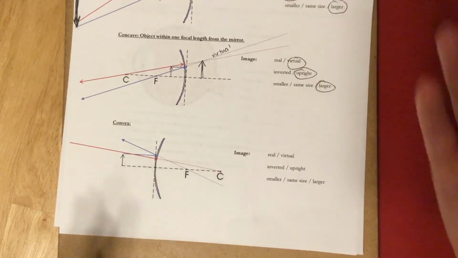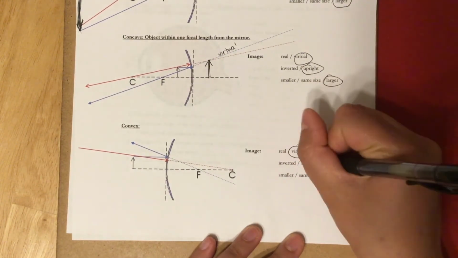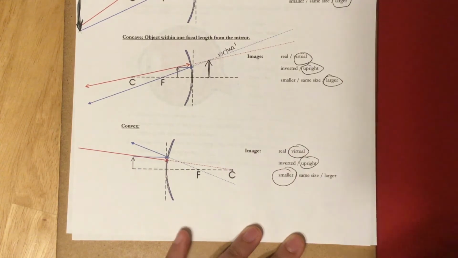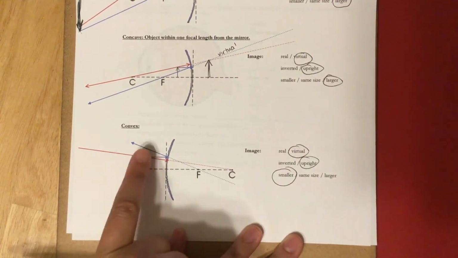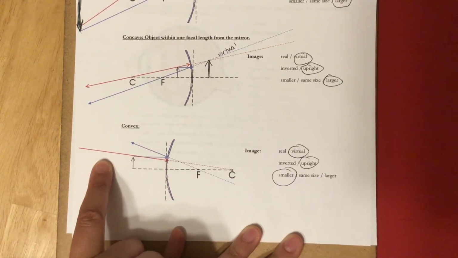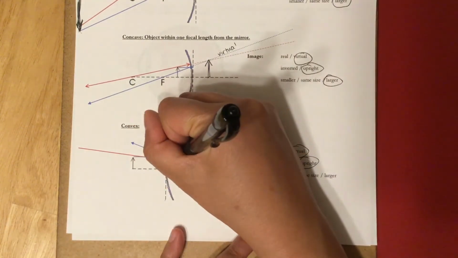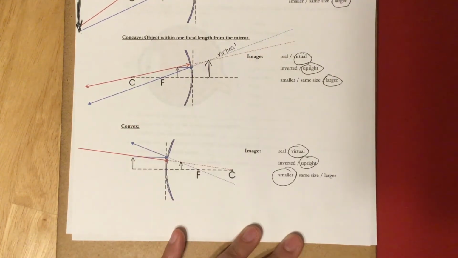Unless it's convex. If it's convex, or at least in this case, if it's diverging, you know it's always virtual, upright, smaller, which I can tell because virtual, these two rays don't meet. Upright, because virtual is always upright. That's your security mirror, side view mirror question.